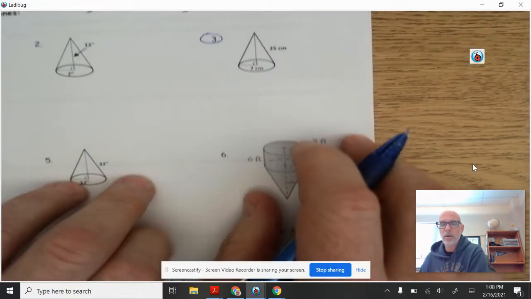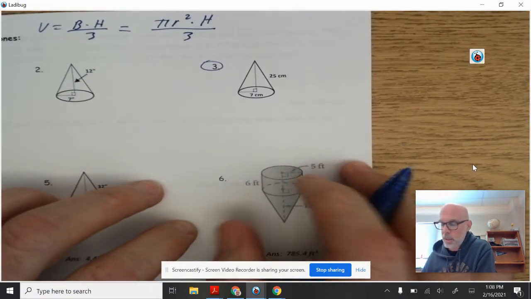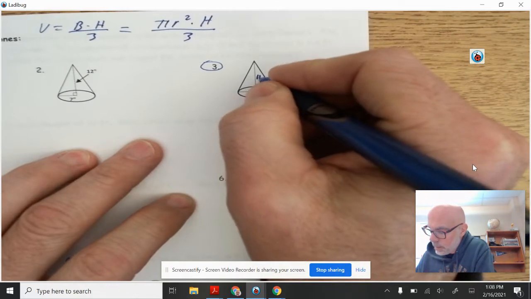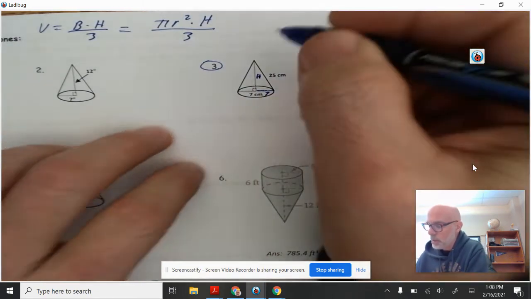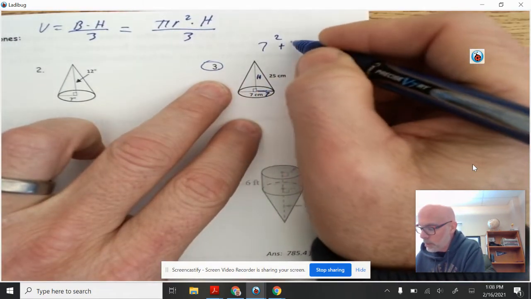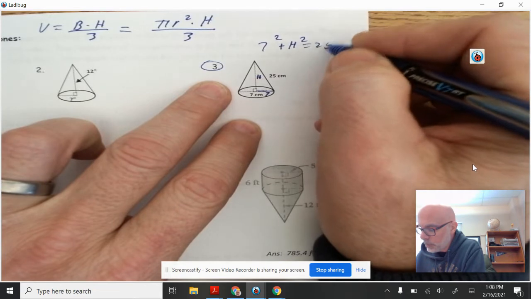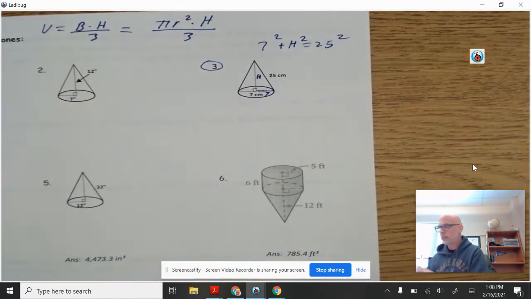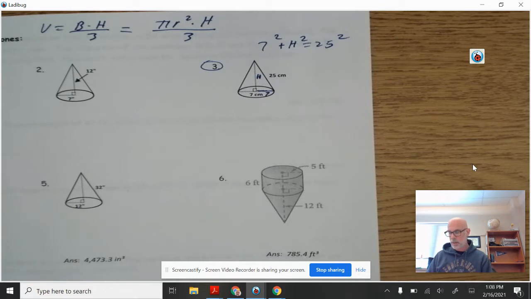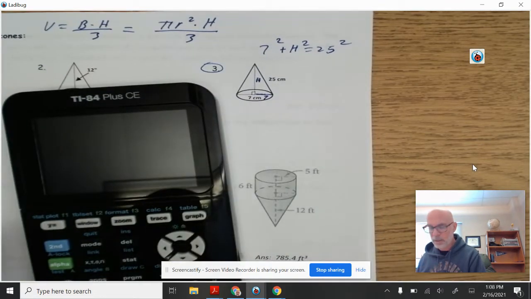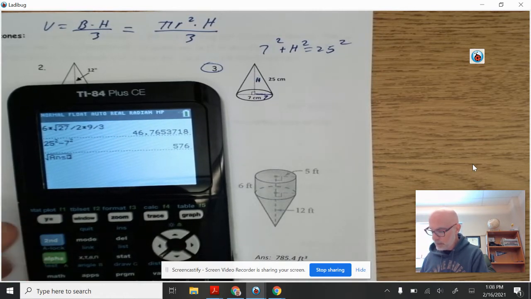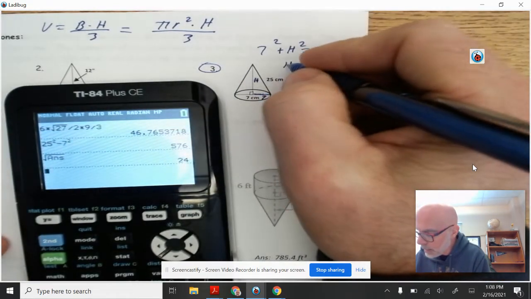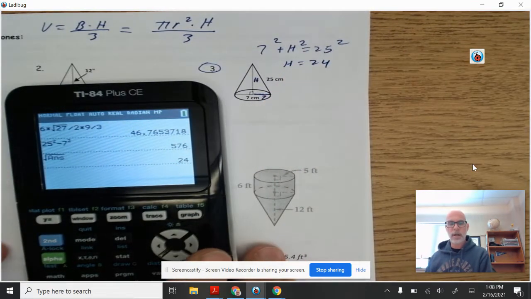You are going to have to be aware, though, like number 3 right here, to use the actual height. So again, 25 is the slant height. This 7 goes over here. So I'm going to have to do 7 squared plus 8 squared equals 25 squared. I'm going to end up subtracting 25 squared minus 7 squared. The square root of that is 24. So the height is exactly 24, which is nice.